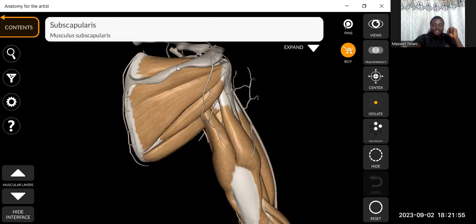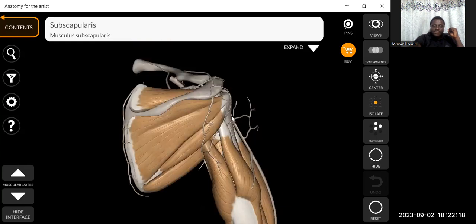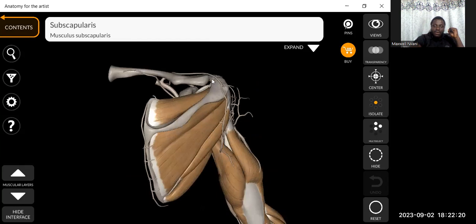Now, along the lower lip of the crest of the spinous process, alongside the lateral border of the acromion, we have the deltoid arising there. And then we also have the trapezius muscle on the upper lip alongside the medial border of the acromion. We have the trapezius muscle inserting there.